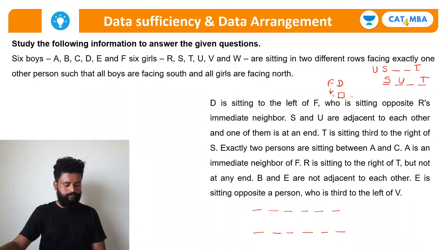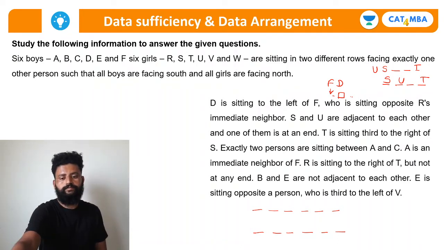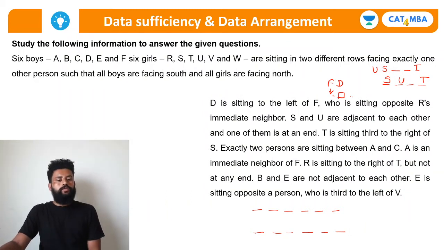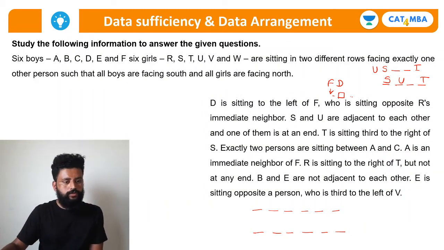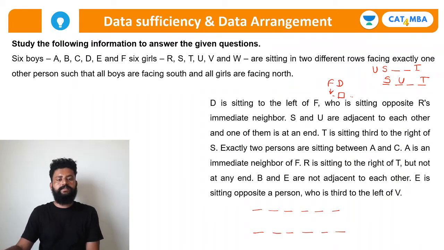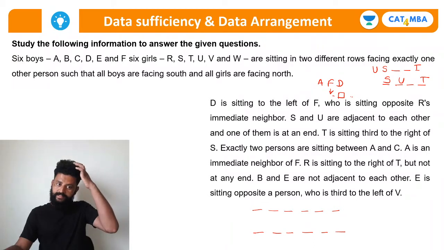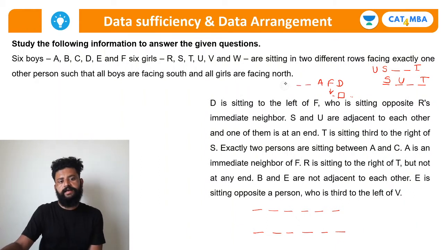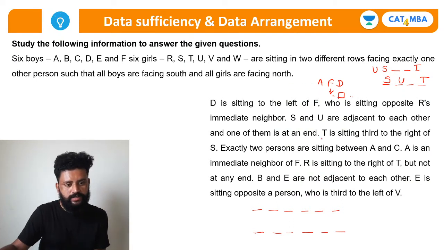Okay, so we have one more clue. Exactly two persons are sitting between A and C. A is an immediate neighbor of F. And exactly two persons are sitting between A and C. So C must be here. If there are two persons here, that will also work, or it could be the same two persons.